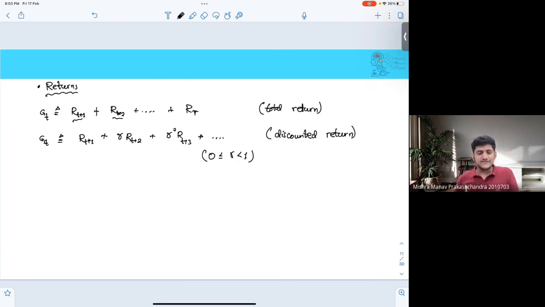What it tells me is that I am giving a higher weightage to my closest rewards as compared to my future rewards. That means the rewards which are closer in time should have a higher value than something which comes much later. Since this gamma parameter is less than 1, my R_{t+2} would have a lower weightage, then R_{t+3} will have a subsequently lower weightage, and so on. So this discount parameter gives me a tuning between how far-sighted or how near-sighted I want to be when I look at my reward.